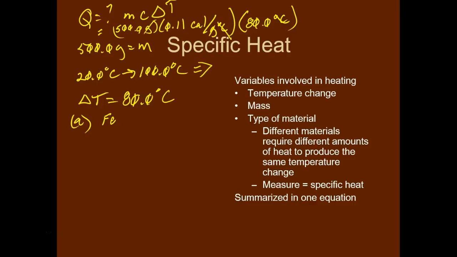So, get your calculator. I think we can do this one in our head. 500 times 80 would be 40,000. And multiply that by 0.11, and there goes your point. 4,400, right? 4,400 calories. That's how much heat it would take to heat 500 grams, which is a fair amount, by 80 degrees Celsius, that's a pretty fair amount.